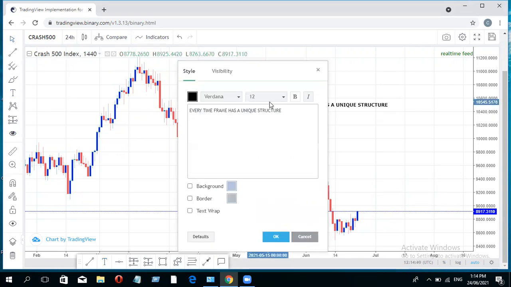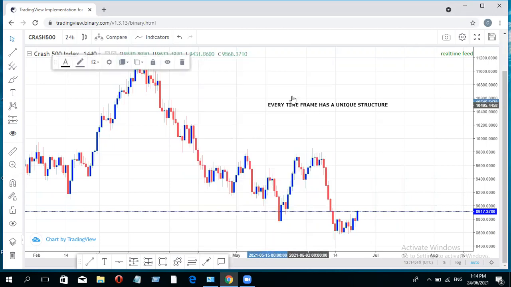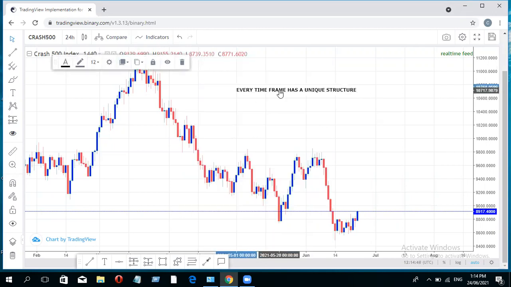I want to point out something: every time frame has a unique structure. It may be bullish on the daily and bearish on the 1 hour. It may be bullish on the 15 minutes and bearish on the 30 minutes. So for you to maximize your trading, you have to wait for the smaller time frame to align with the bigger one, and then you make your entries.